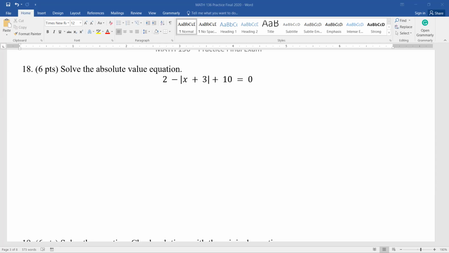We then have to move this 2 that's sitting out front. Keep in mind that's a positive 2 sitting there. This is like a -1 that's being multiplied. So we're going to subtract 2 from both sides, and that's going to give us -1 times the absolute value of x plus 3 equals -12.